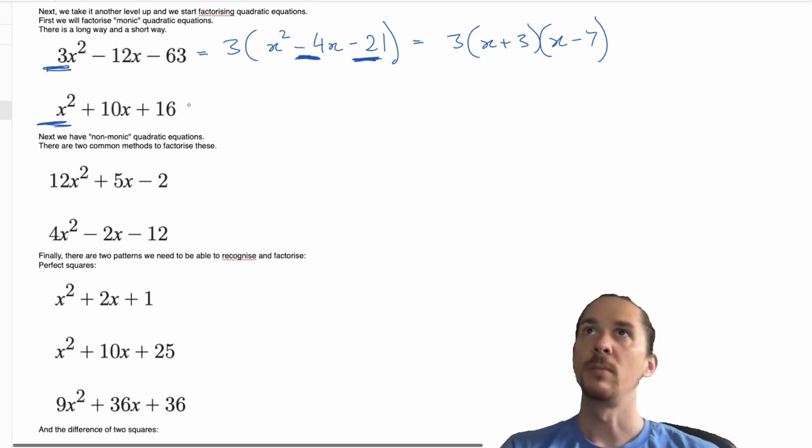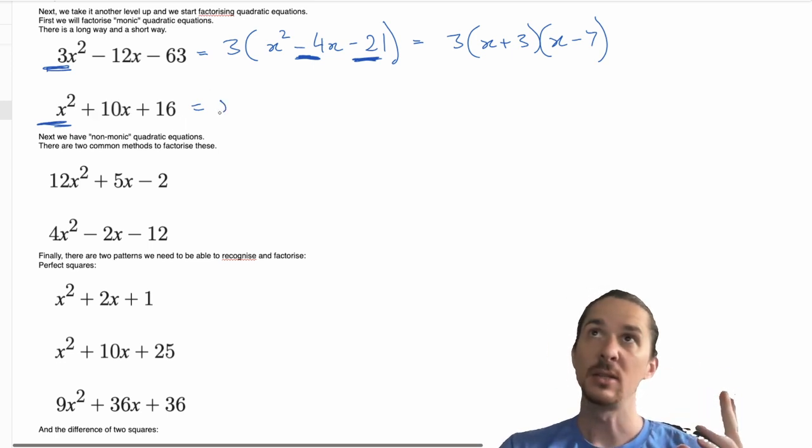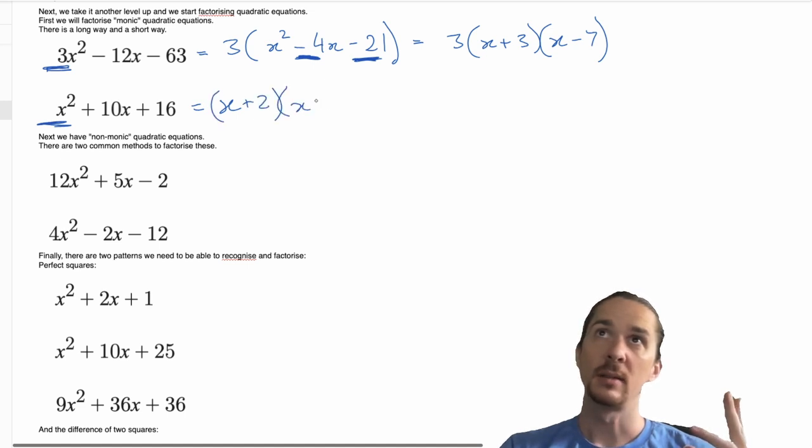So here we have a monic. What are two numbers that add to 10 and multiply to 16? Everything's positive. That makes it easy. This is going to be x plus 2, x plus 8.